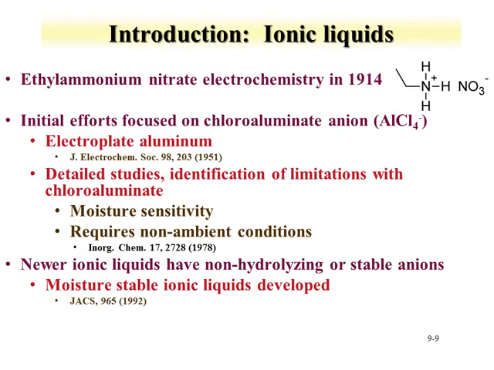Ionic liquids have been known for about 100 years, with the first example shown here. The initial work focused on chloroaluminate anion species. This was part of electroplating aluminum, and a number of detailed studies were performed and identified limitations of chloroaluminate, particularly moisture sensitivity. Newer ionic liquids have evolved from these, and they have non-hydrolyzing or stable anions. These also include moisture-sensitive ionic liquids, and references are shown in this slide.